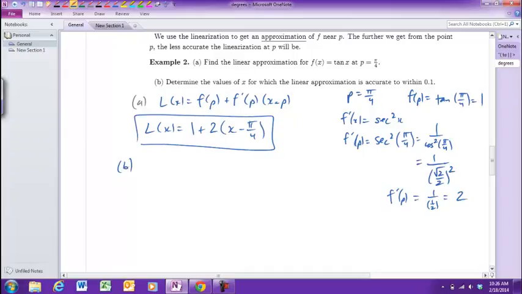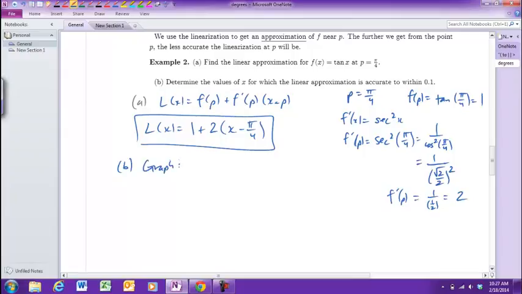Now question B says determine the values of x for which the linear approximation is accurate to within 0.1. So here's the idea. This L of x right here, we're saying that that's pretty close to the function tangent x when we're close to the point p equals pi over 4. And as you get further away from pi over 4, the linear approximation no longer becomes terribly accurate. So we're trying to figure out how far from this point pi over 4 can we go and still be accurate to within 0.1. And to do this, we're going to have to pull up a graph.